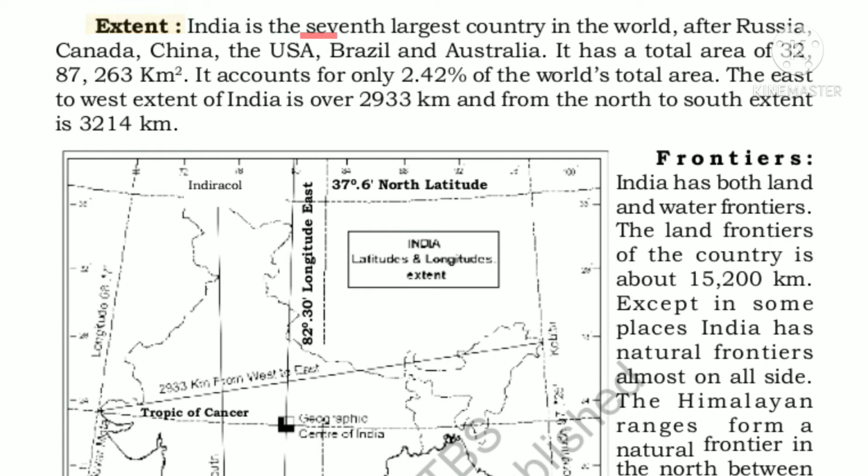Extent. India is the seventh largest country in the world, after Russia, Canada, China, the USA, Brazil, and Australia. It has a total area of 32,87,263 square kilometers. It accounts for only 2.42% of the world's total area. The east to west extent of India is over 2,933 kilometers, and the north to south extent is 3,214 kilometers.